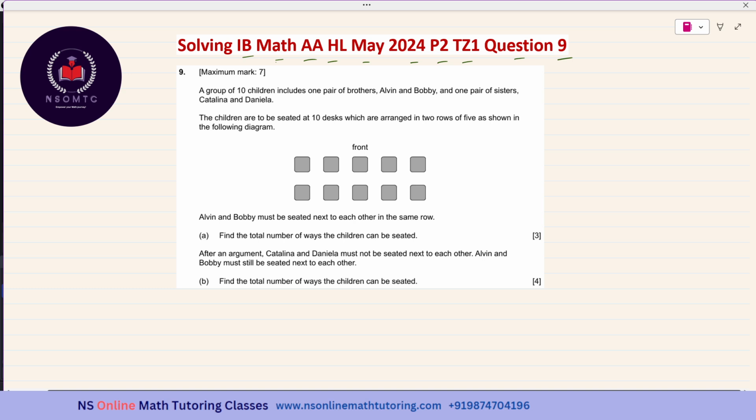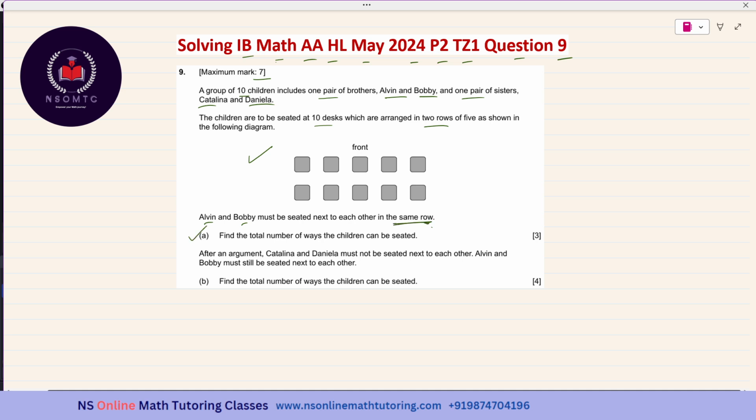So without any further delay, let us start answering question number 9. The maximum mark is 7. It says a group of 10 children includes one pair of brothers, Alvin and Bobby, and one pair of sisters, Catalina and Daniela. The children are to be seated at 10 desks, which are arranged in 2 rows of 5 as shown in the following diagram. Alvin and Bobby must be seated next to each other in the same row.